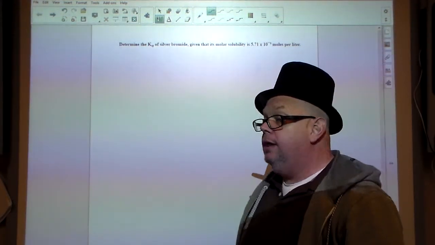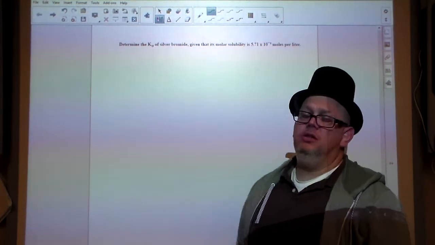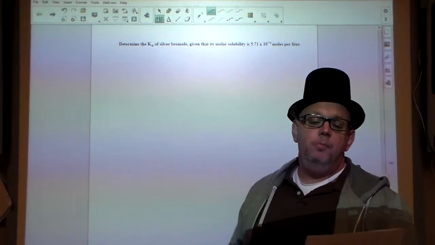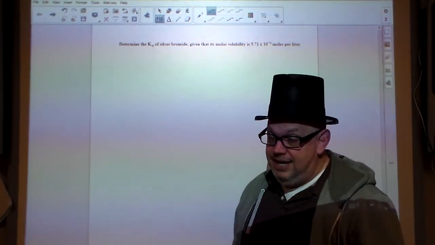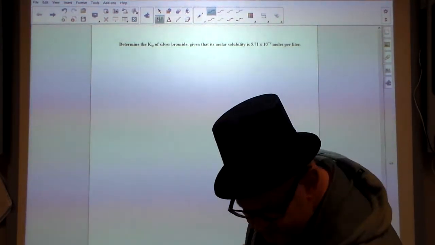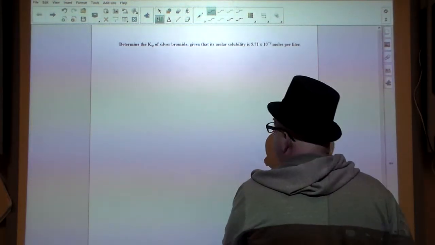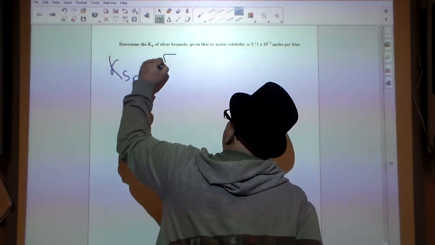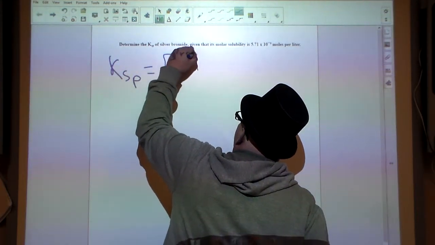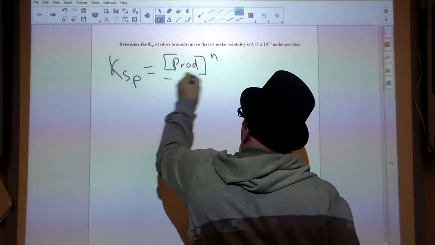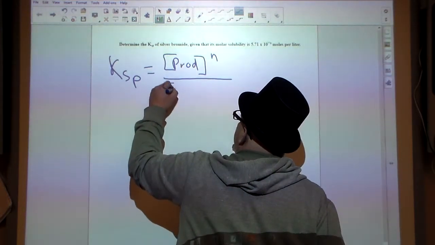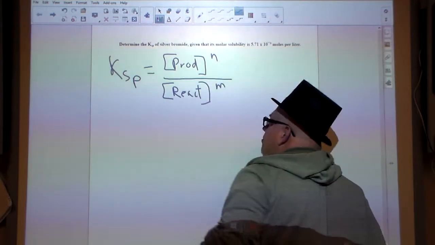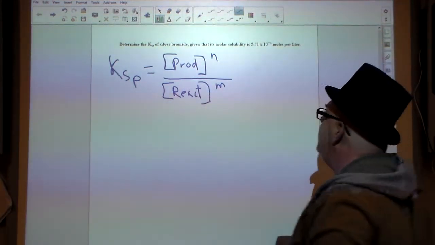Okay. Well, in this particular video, we're going to be looking at KSP when they give us the molar solubility. In this case, we have to realize that the KSP is equal to the concentration of our products to the nth power over the concentration of our reactants to the nth power, whichever it happens to be.